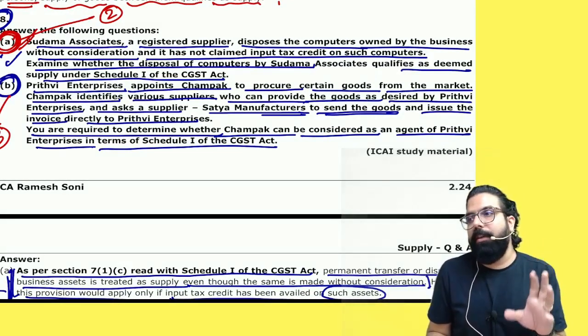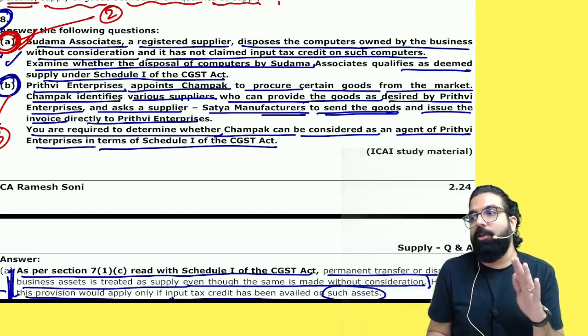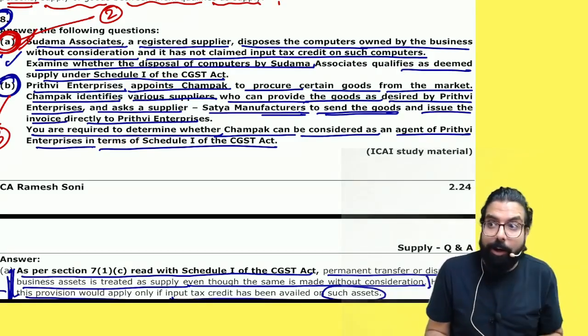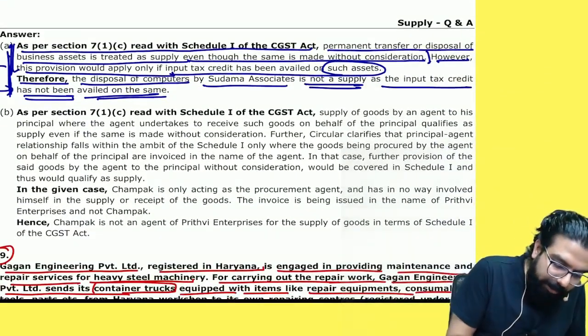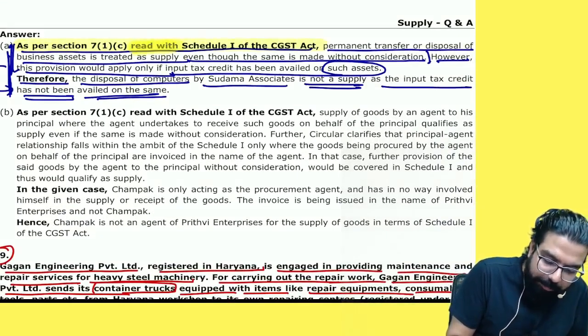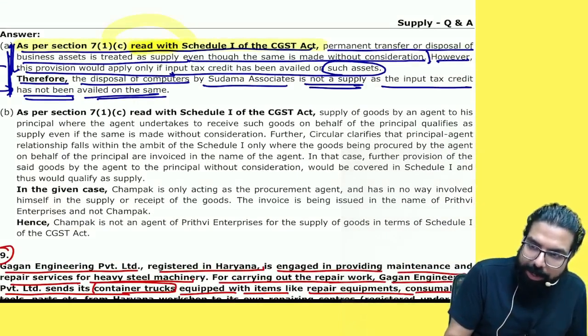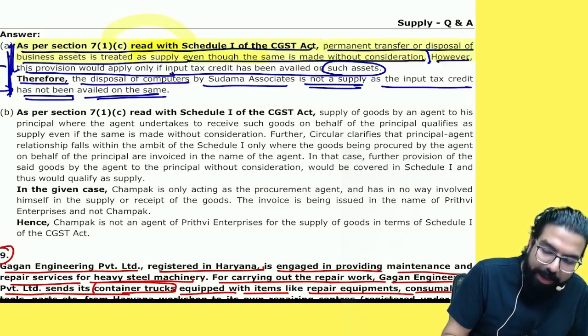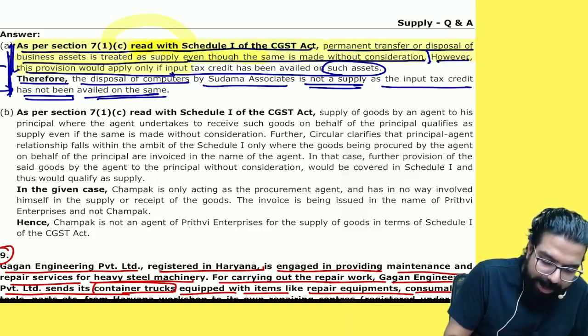See, Sudama Industries disposed of the computer on which ITC was not taken, right? Supply, not supply? Not supply. That is okay, that answer you know. But first you have to write the law. Correct, everyone? As per section 7(1)(c) read with Schedule 1. Read with means together you should read Schedule 1 also, correct? Permanent transfer or disposal of business asset is treated as supply even though the same is made without consideration. However, the provision will apply only if ITC has been availed.